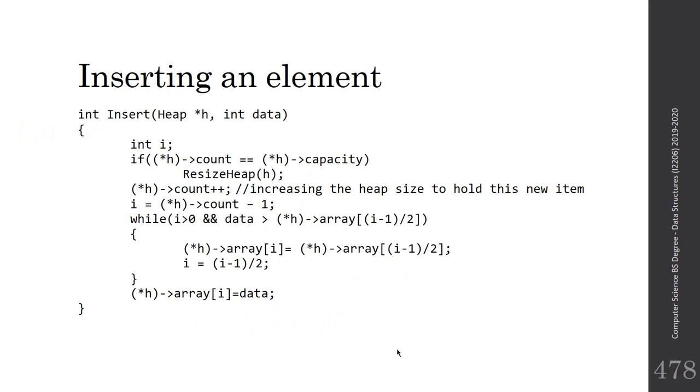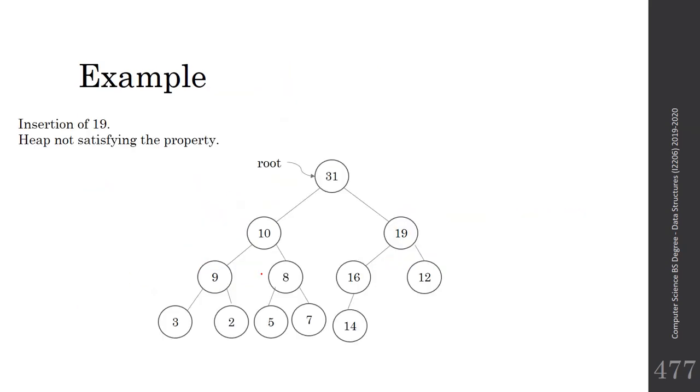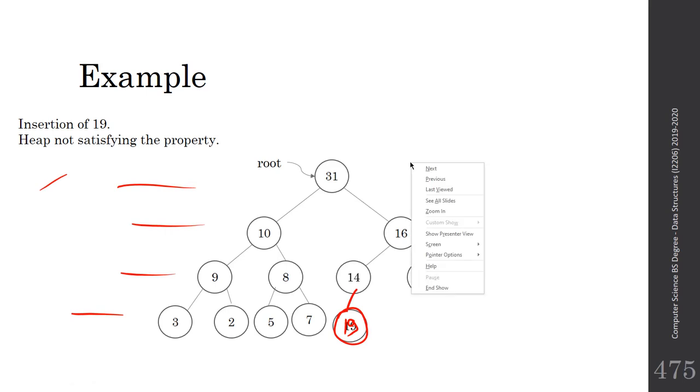To insert, we need to increment the number of elements in the heap, and then I will start from count minus 1, because the array starts from 0, and I need to check the parent. The parent is at index (i-1)/2. If the data that I want to add is greater than its parent, I need to move the parent to the index of the child. So for that, I take the content of the parent, place it at the end of the elements, and then move up to the index of the parent.